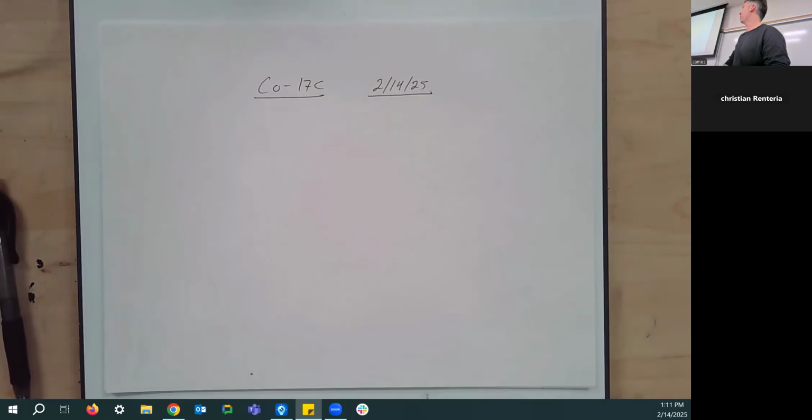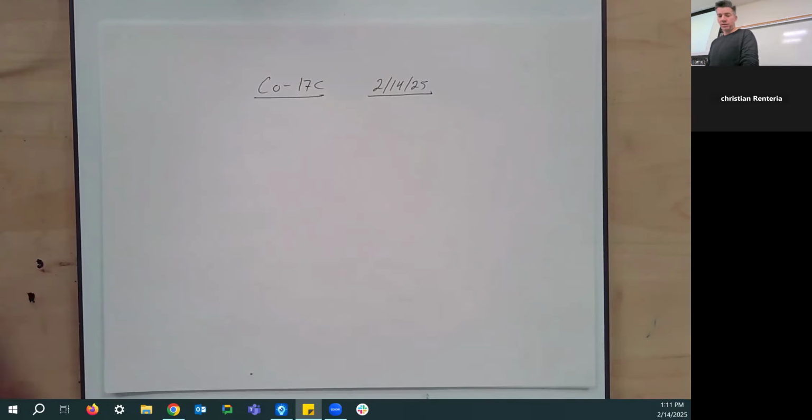So we're going to talk about how you solve a system of linear differential equations when the eigenvalues end up being imaginary. So let's look at this example.